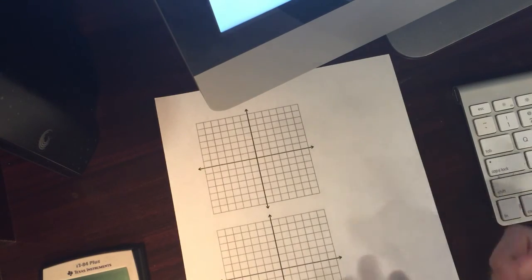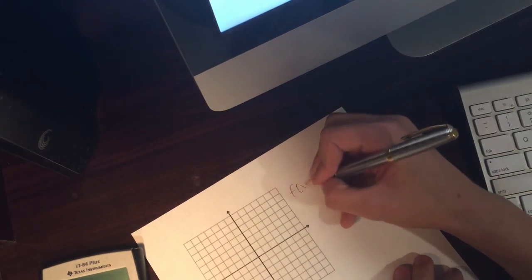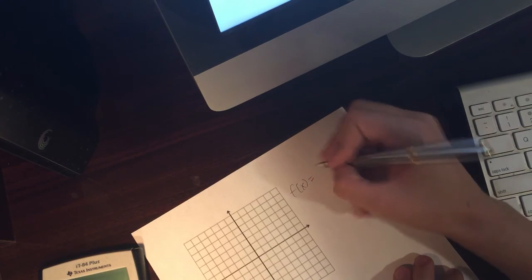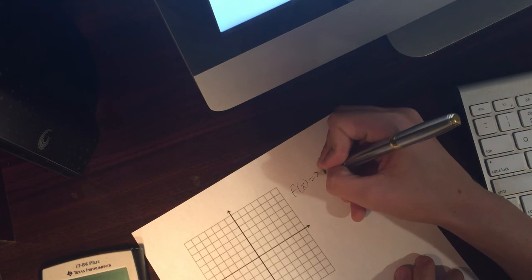Hello everybody, and today I'm going to be talking about transformations on exponential graphs. So the way that this works is that first you need to set up a parent function. And with the parent function, it's always going to be f of x equals 2^x. And the way that you can figure this out is, double check it. You just hit 2^x like so, and you hit graph.